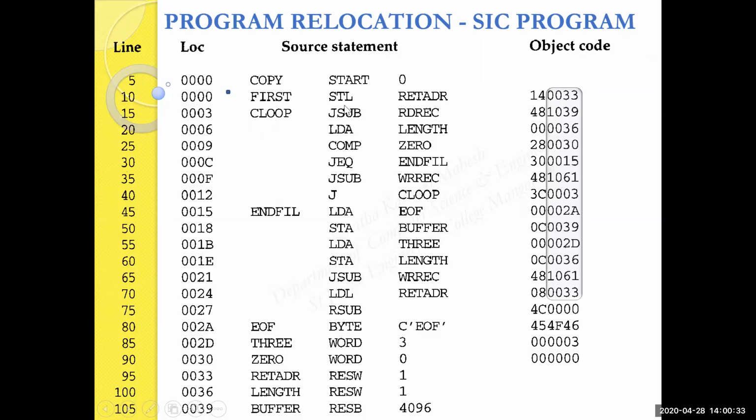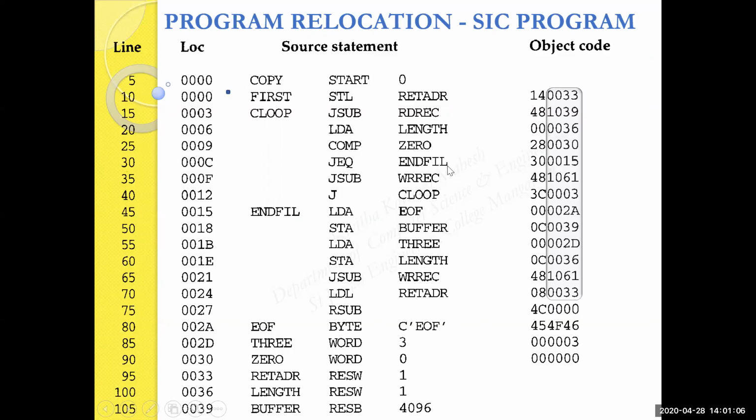So how do we assemble an instruction? We have STL RETADR. The opcode for STL is 14, and RETADR is defined here. It is 0033. So we use this direct address, or this relative address, in assembling the instruction. So it is 140033. Likewise, you consider any other instruction. For example, consider LDA EOF. So what is the object code generated? LDA has the opcode 00. EOF is assembled using the address 002A. It is 002A.